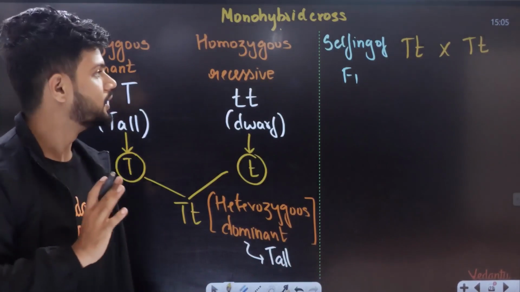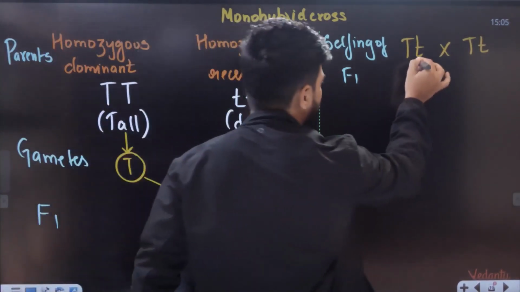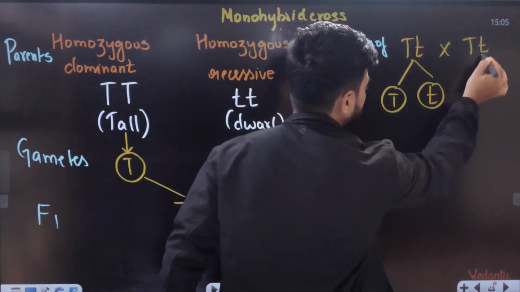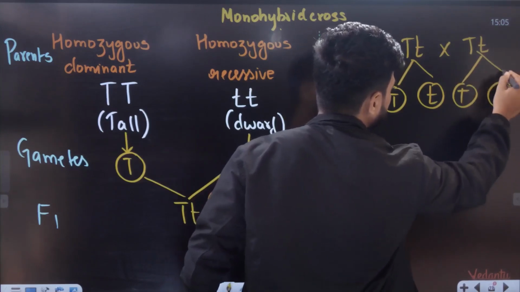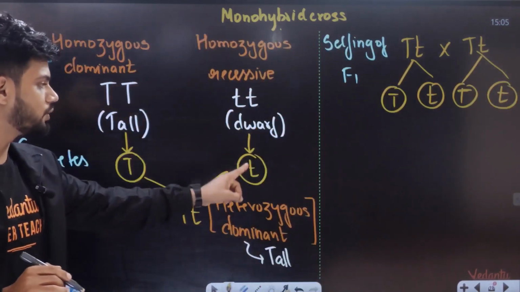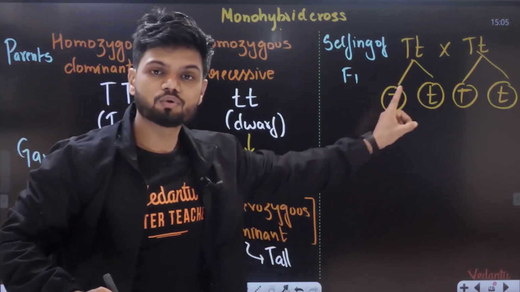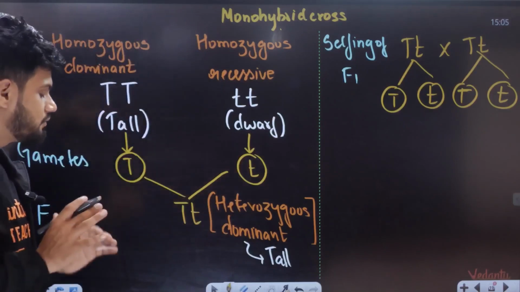Now again we need to form the gametes here. For example, from here we will have capital T, small t gametes. From here we will have capital T, small t gametes. Okay, these are two different gametes we'll get here. Where we had the homozygous condition, there was only one gamete. In the heterozygous condition, two separate gametes are formed separately.